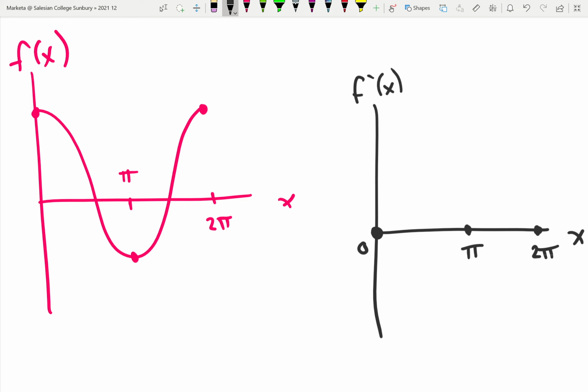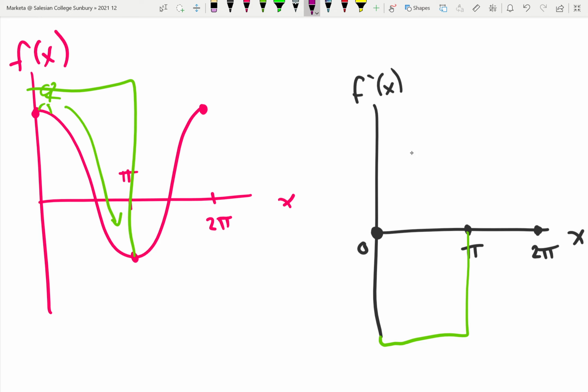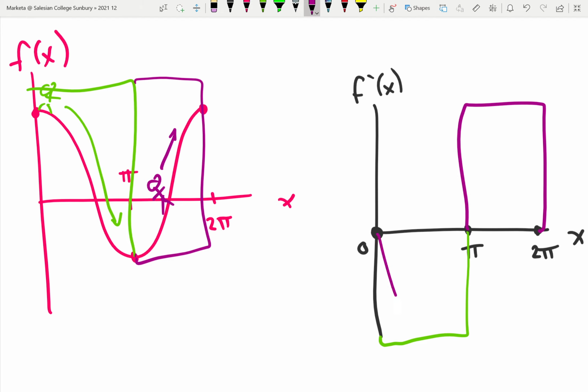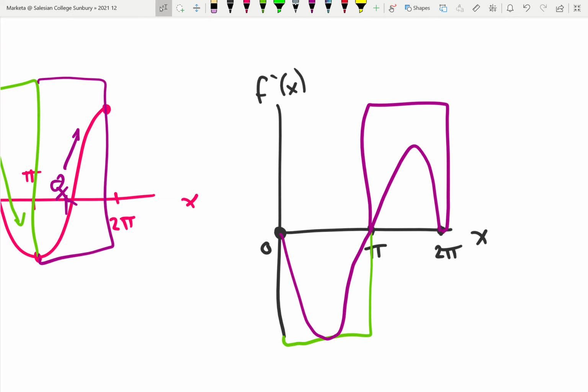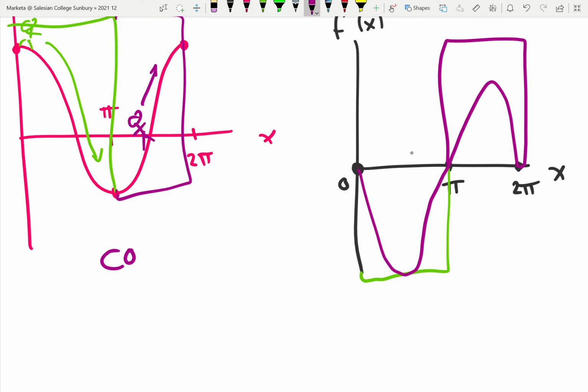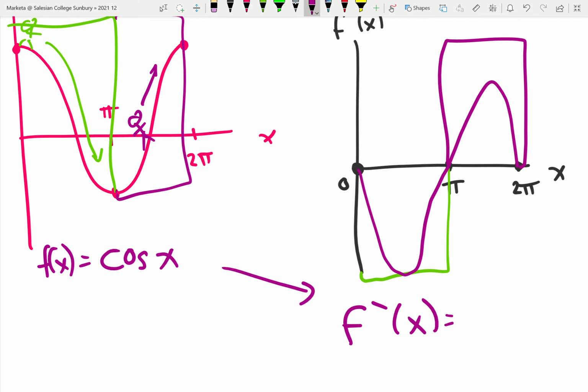Now I can think, as I'm going from here to my turning point at pi, that's going down the hill. So it must be a negative gradient. So there it is. And then as I'm going from pi to 2 pi, that's a positive gradient. So I'm going to be like this. And if we connect that up, we see the shape of a sine graph. It's the shape of a negative sine graph. So this is why we have cos. If f of x is cos x, then f dash of x is going to be the negative sine.